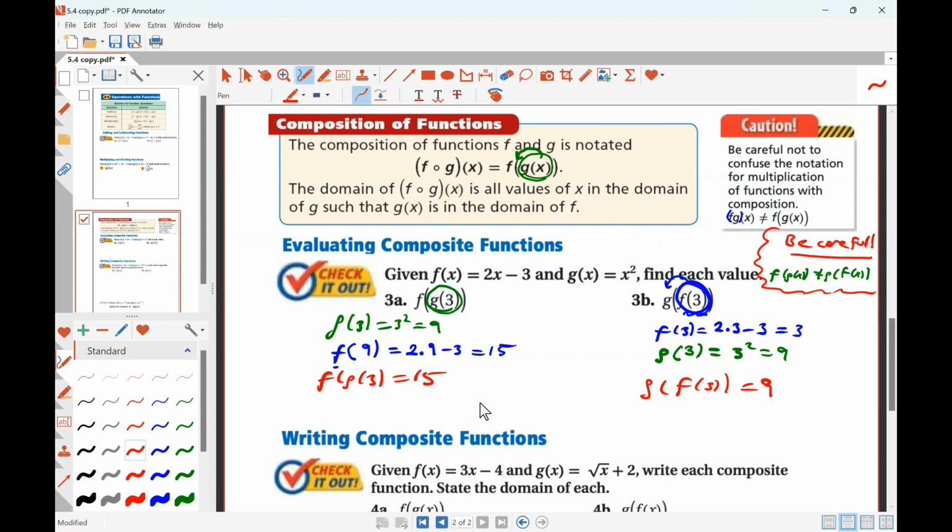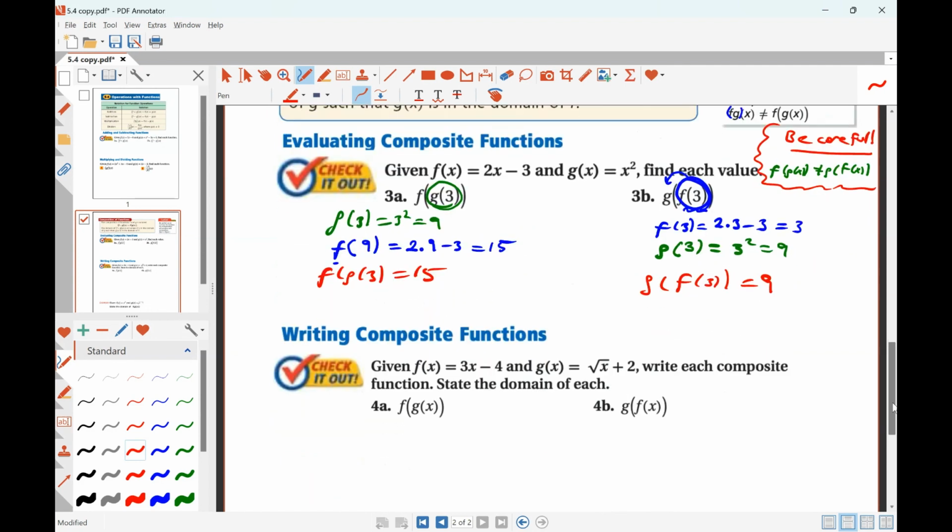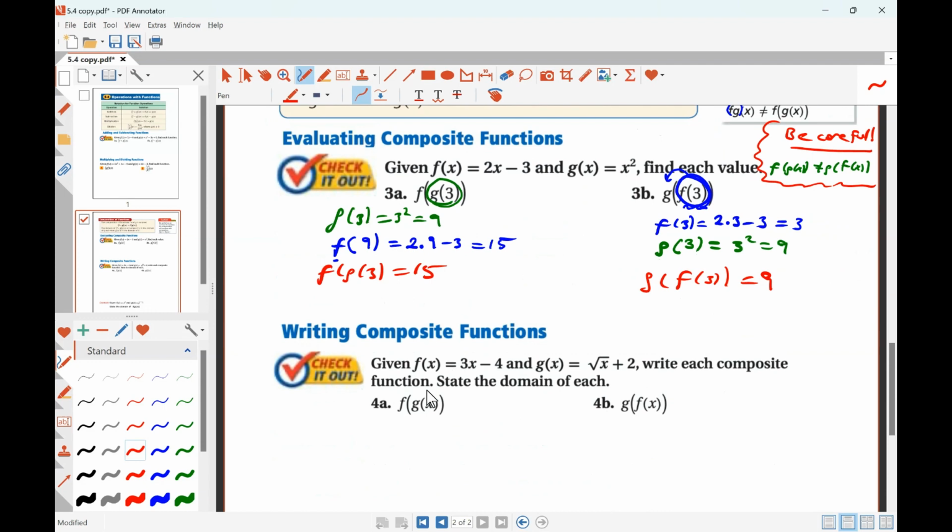Another thing about this section is writing the composite functions. The first thing is evaluating the composite functions. The second thing is writing the composite functions. So let's write the composite functions. Similarly, instead of substituting numbers, we will substitute the functions. The inside function is g of x in the first part. You pour g into f. Take g, put it into f. So this becomes f of g of x, which is f of square root of x plus 2. Just write square root of x plus 2 for g of x.